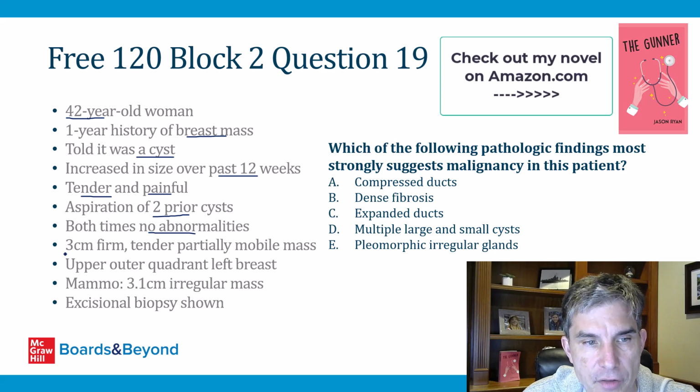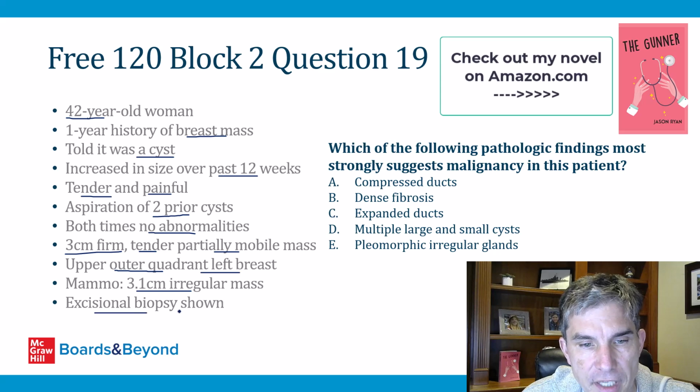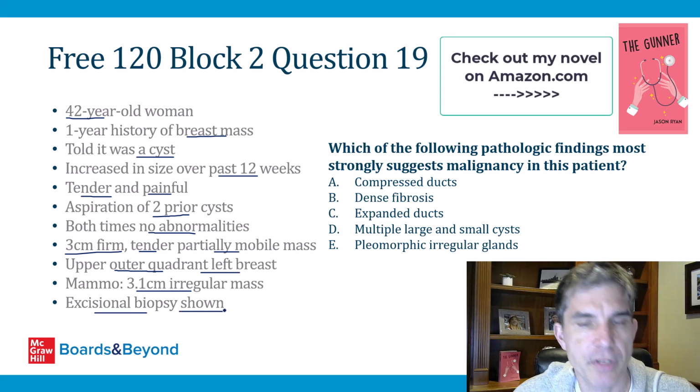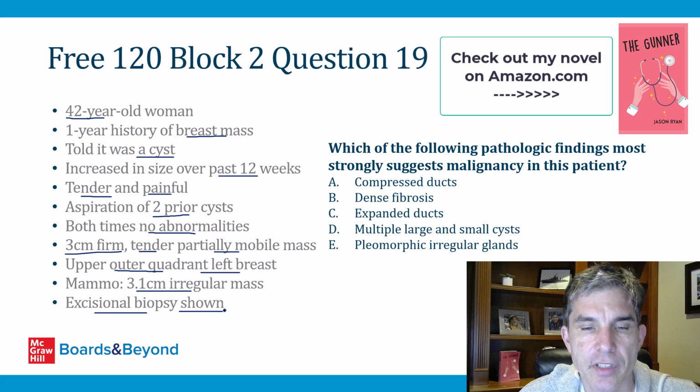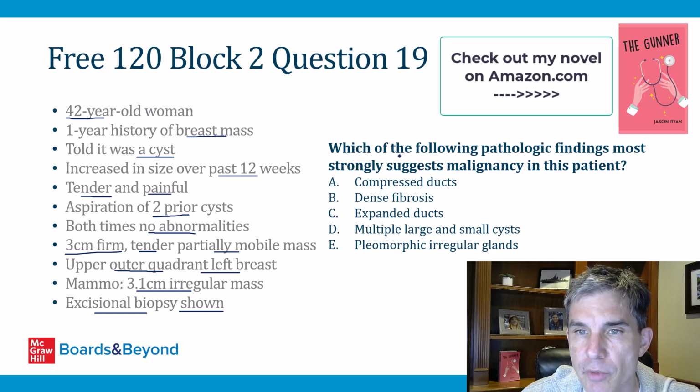On exam, she has a 3 centimeter firm, tender, partially mobile mass. It's in the upper outer quadrant of the left breast. A mammography is done. It shows a 3.1 centimeter irregular mass, and an excisional biopsy is done, and they show you the path results, which you can view by clicking on the question itself. And so based on this information, what they want to know is which of the following pathologic findings most strongly suggest malignancy in this patient. And they give you 5 answer choices, which I will let you read to yourselves.